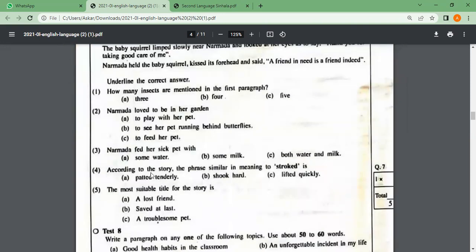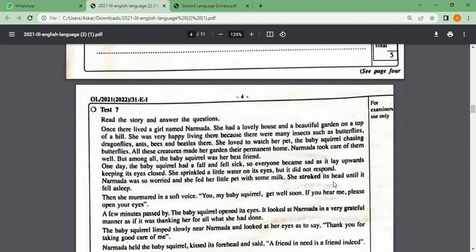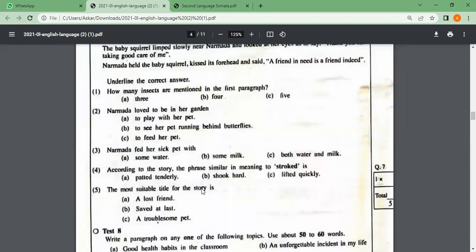And then, according to the story, the phrase similar in meaning to stroked is, what do you mean by stroked? Where is it? She stroked its head until it fell asleep. Stroked means, what do you mean by stroked? Move one's hand with gentle pressure over a surface, typically repeatedly. Yes, he put his hand on her hair and stroked it.